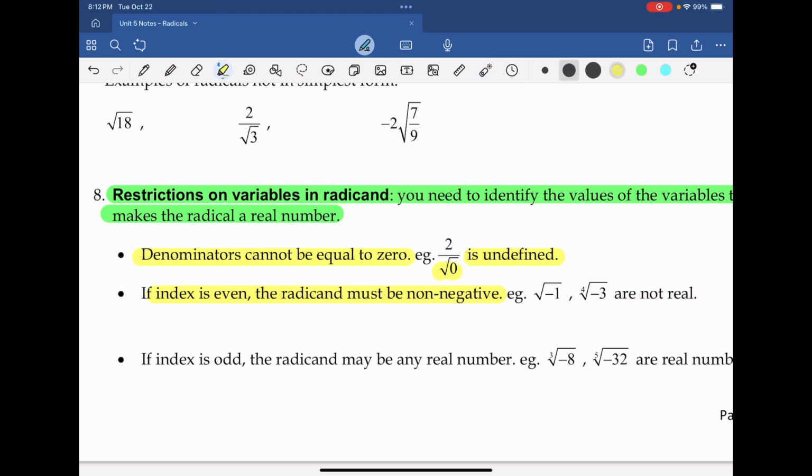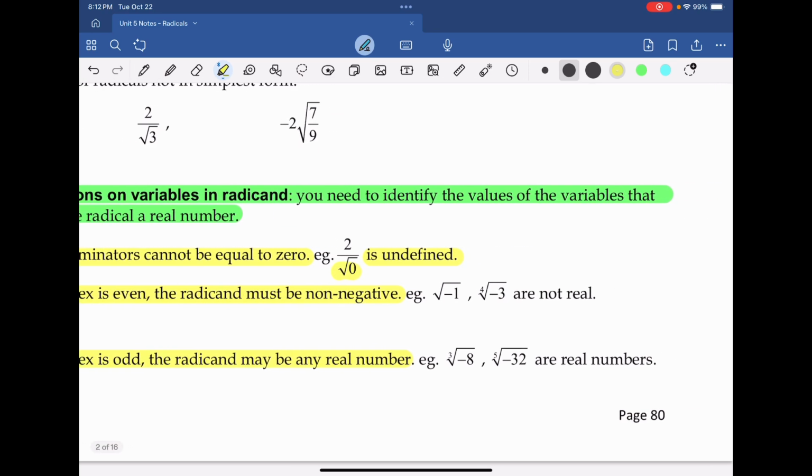If the index is odd, however, we can have any number in the radicand position, because whether we take a negative or a positive, for things that have an index of 3, 5, 7, any of the odd numbers, these are all considered to be real numbers. So be very careful. We don't want to divide by zero. We also don't want to take the square root or an even root of some sort of negative value.